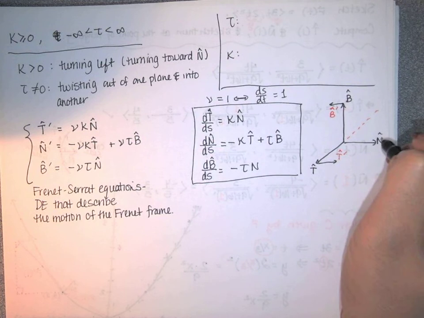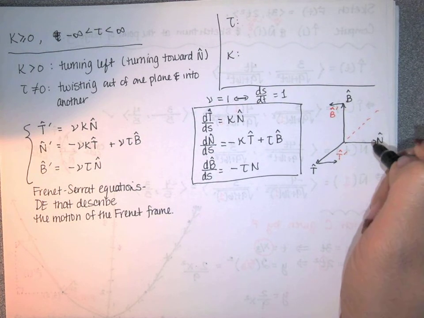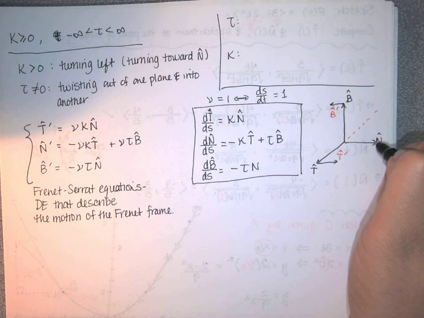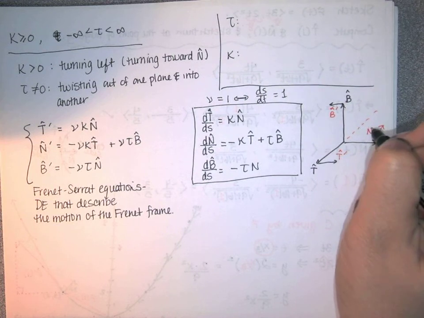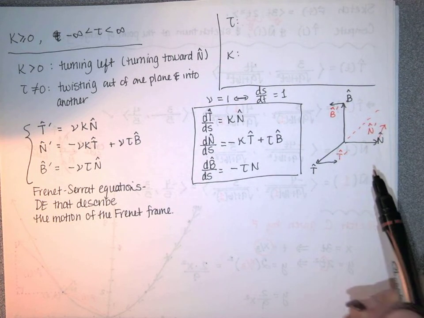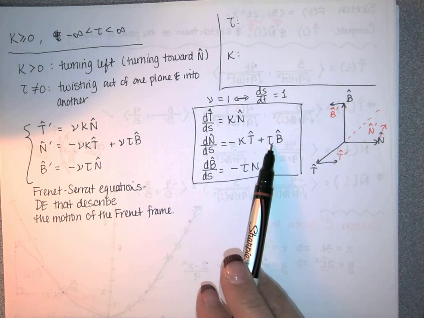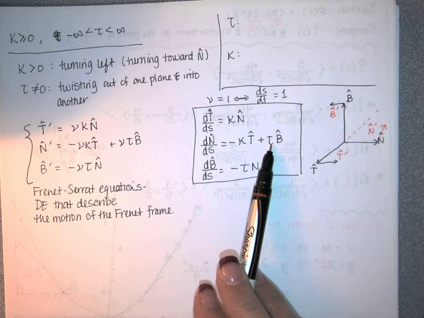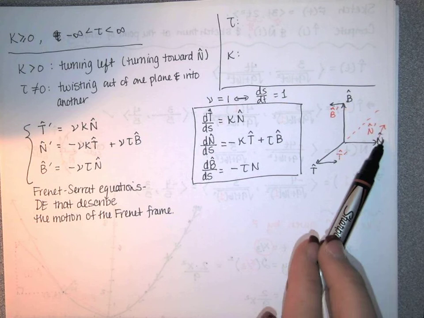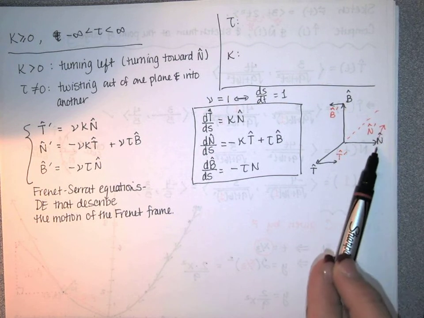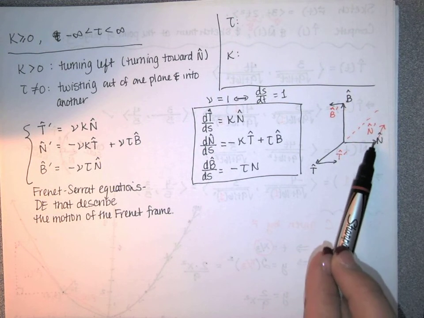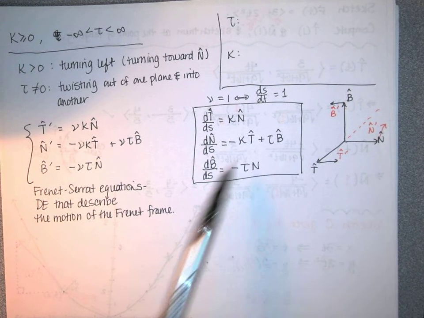So if this one's changing and this one's changing due to the turning, this guy is going to have two components, and I can't really draw them. I'm just going to draw a vector like this. That's n hat prime. It's a linear combination of t hat and b hat, because we're turning a little bit and we're also twisting out of a plane. So that turn and that twist lead to changes in n hat.